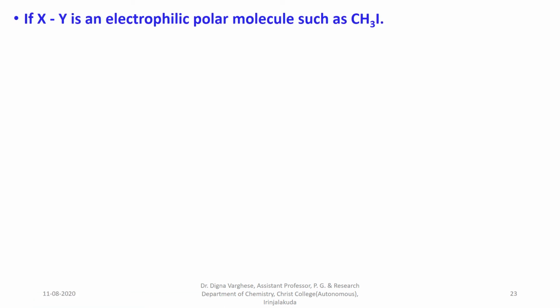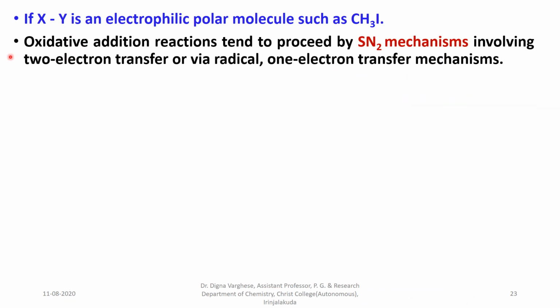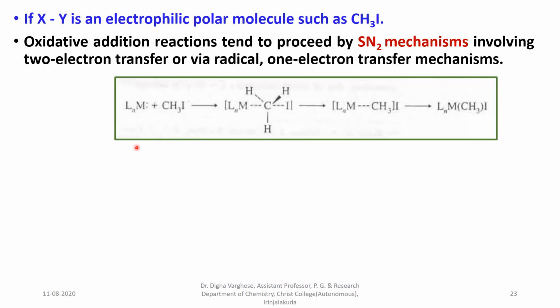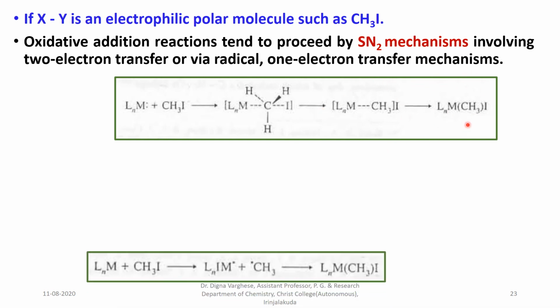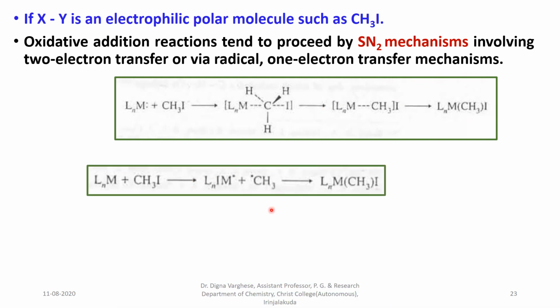Another mechanism applies if XY is an electrophilic polar molecule such as methyl iodide. The oxidative addition reactions tend to proceed by an SN2 mechanism involving 2 electron transfer, or via a radical 1 electron transfer mechanism. Here the complex reacts with methyl iodide, an electrophilic polar molecule, and undergoes SN2 reaction forming a product. Here the radical mechanism is by 1 electron transfer. Here it is by 2 electron transfer. Here it is by 1 electron transfer.